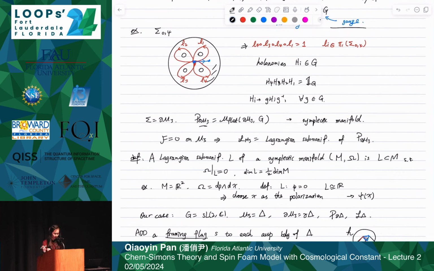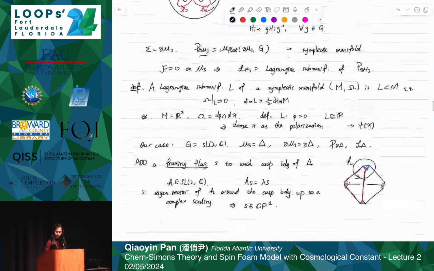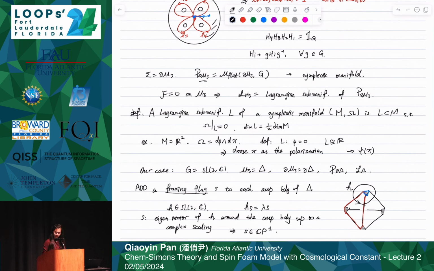Okay. So why do we introduce the framing flag? Before that, I see another question. Yes, so can you go back? Let me just make sure. The point is that P of partial M3 is the phase space of the flat connection, right? Right. So it is a symplectic manifold, and then what is this Lagrangian submanifold of P of partial M3? Is it the manifold of solutions with F equals 0? Yeah, in the bulk, yes. And I will write soon how I realize that F equals 0.